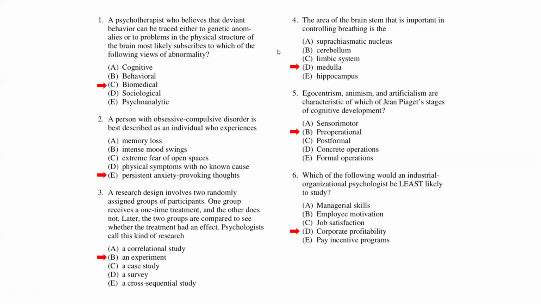Number four: the area of the brainstem that is important in controlling breathing is the medulla. Number five: egocentrism, animism, and artificialism are characteristic of which of Jean Piaget's stages of cognitive development? That is the pre-operational stage. There's a little bit of a typo here, but basically, that's what it is.